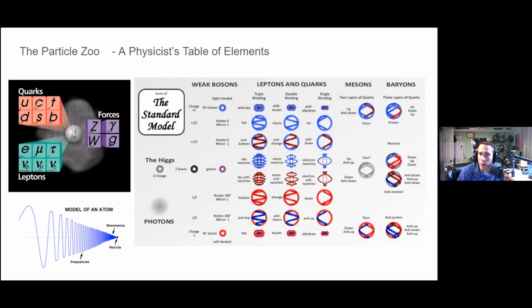We have up and down quark, charm, strange, top, bottom, this Higgs boson field that kind of holds everything together and gives it mass. The Z and W bosons, the W has a positive and negative boson. Then we have photons, which is kind of like the electromagnetic force, and then gluons, which hold the nuclei together inside the nucleus.